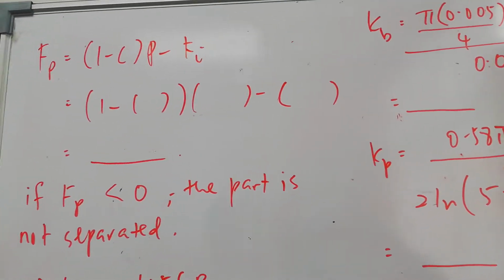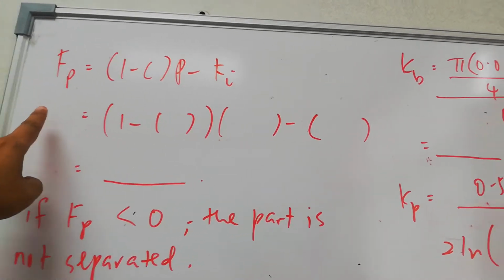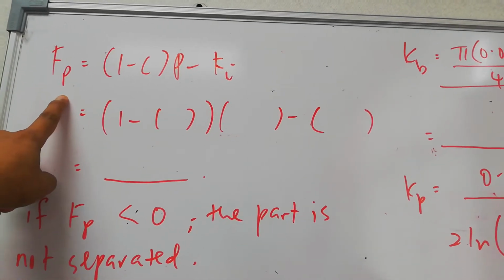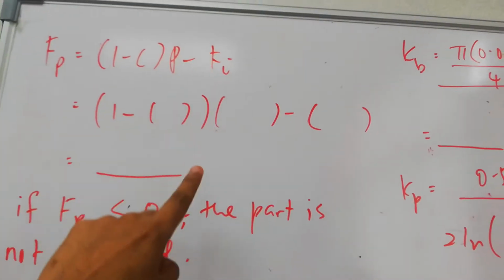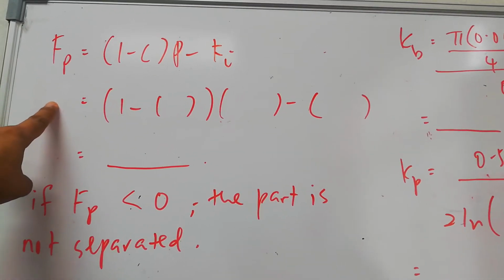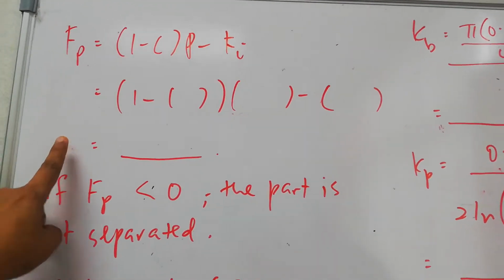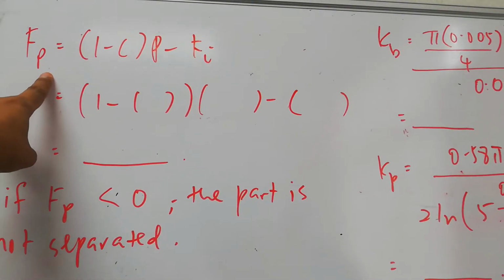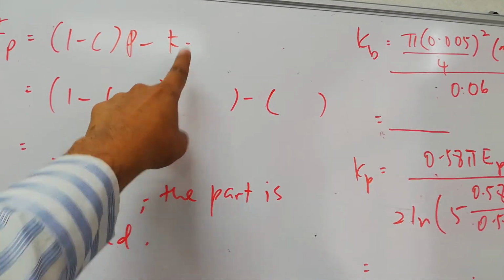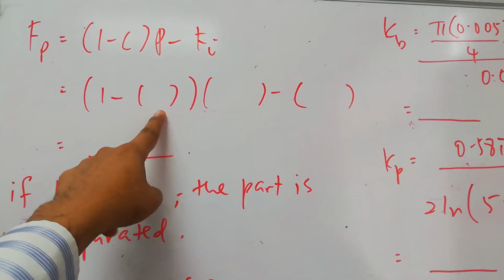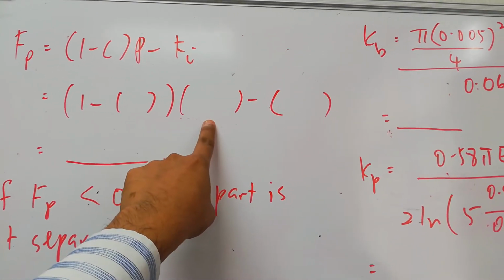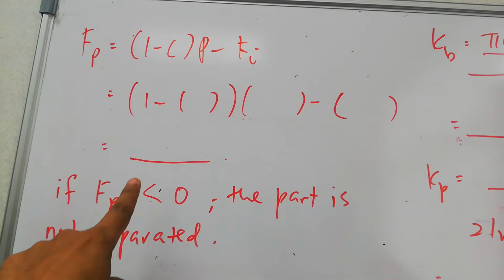Now after we have determined the load, we can determine the clamping force on the clamp part. So we use this equation: Fp equals (1 minus C) times P, the external load, minus Fi. Here 1 minus C is the joint constant, P is the external load, and Fi is the preload, and then we get the answer.